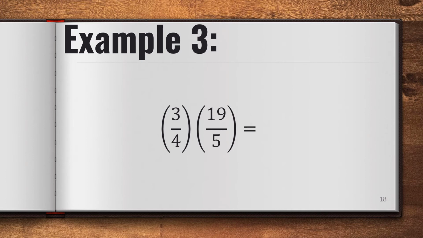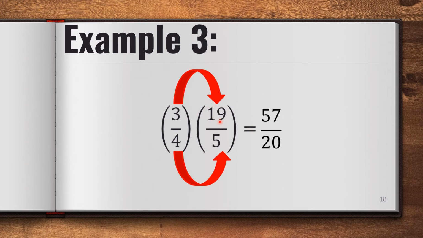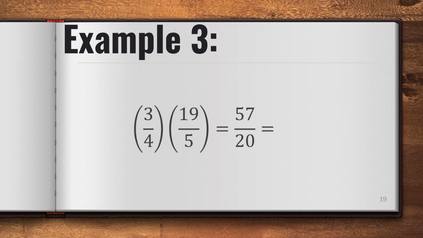The rule now is 3 times 19. What is 3 times 19? And then multiply 4 and 5. So 3 times 19 is 57 and 4 times 5 is 20. Take note that the product obtained is still an improper fraction. We have to rewrite this in mixed form, and to do that, just divide 57 by 20. After simplifying, we arrive at 2 and 17 over 20. That will now be your final answer.